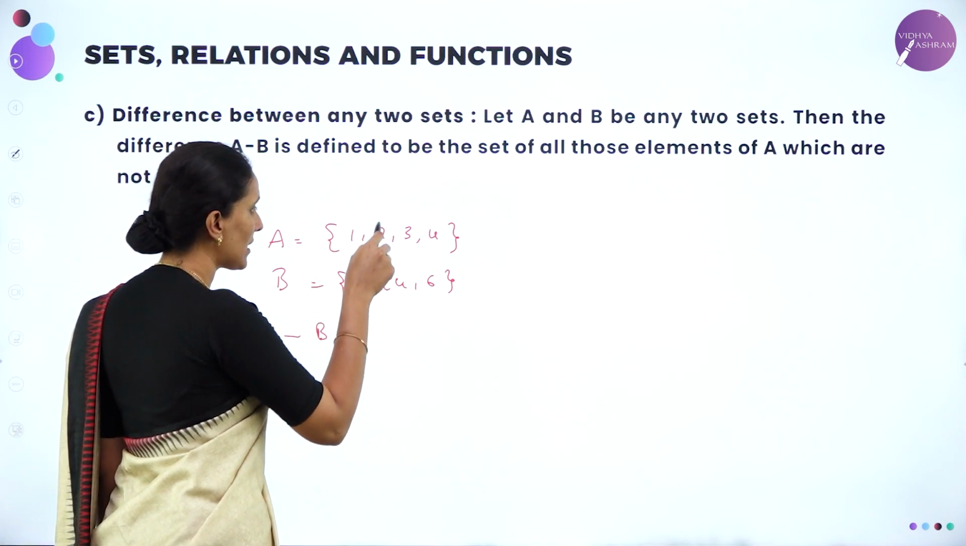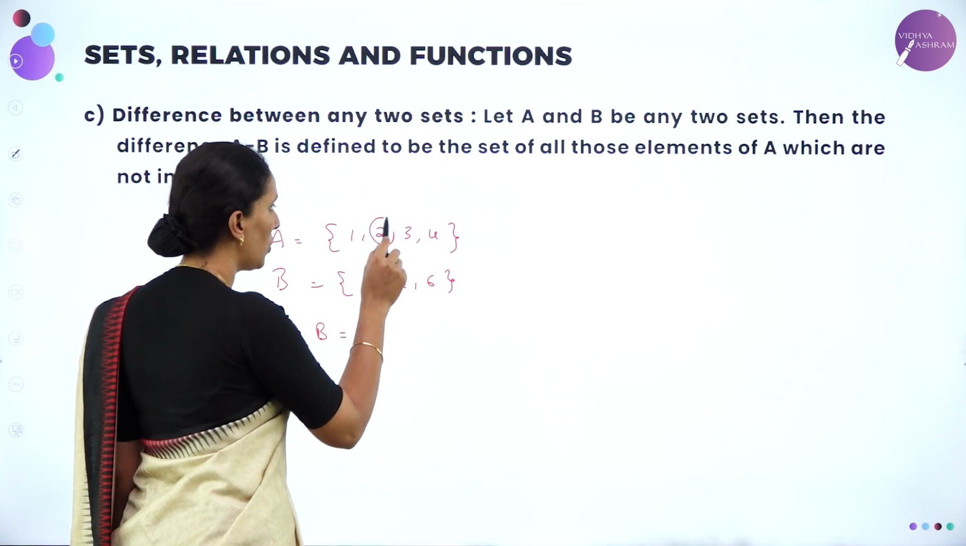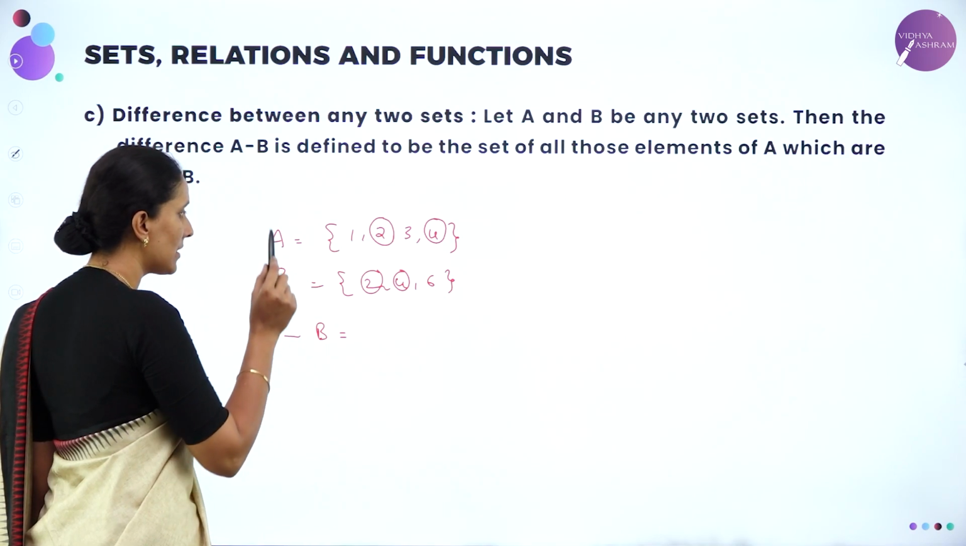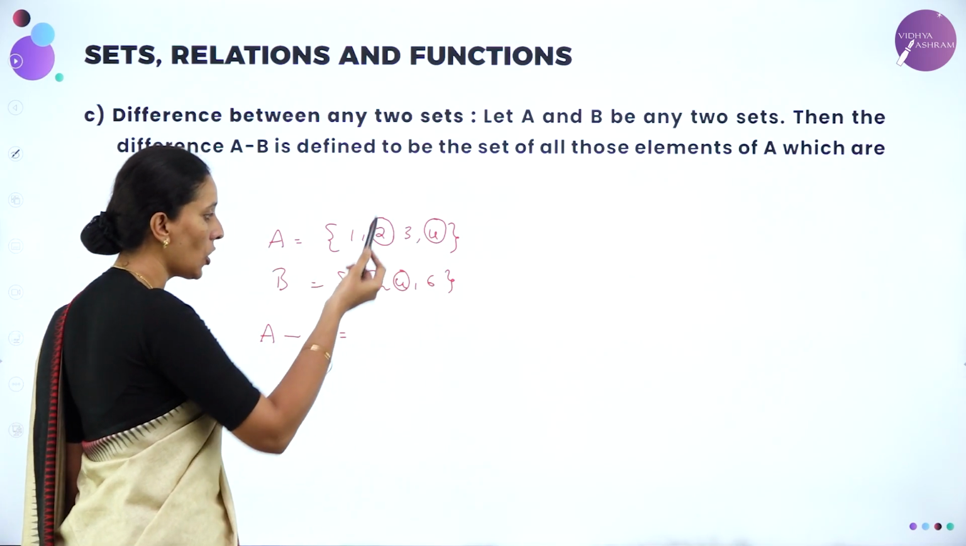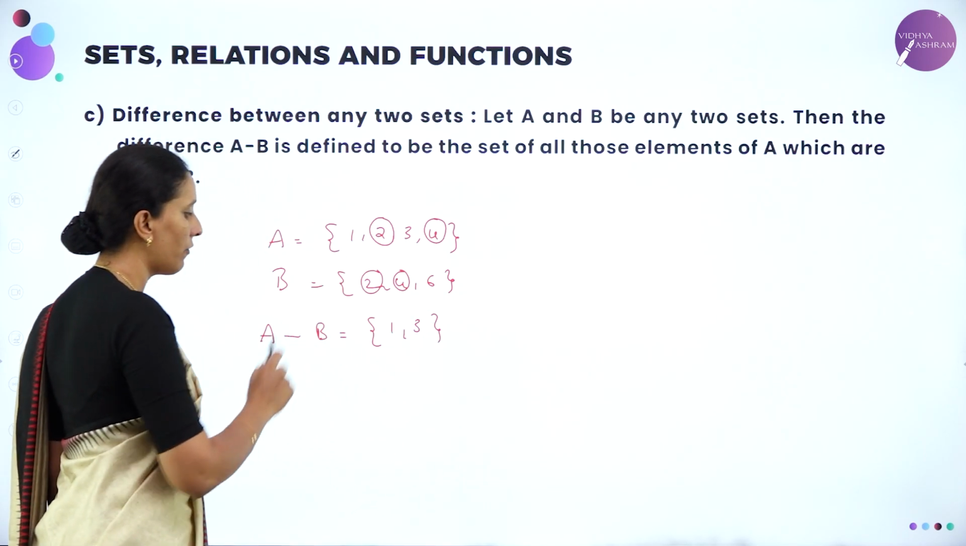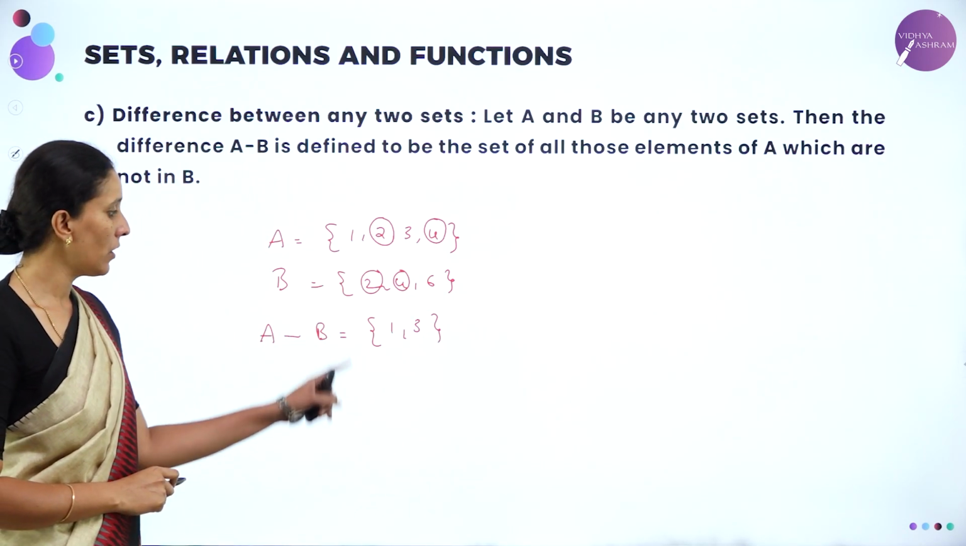So first, let us see the common elements here. 2, 4 is common in both. A minus B means the element which is only in A, not in B. So only in A is 1, 3. So therefore, A minus B is nothing but {1, 3}.